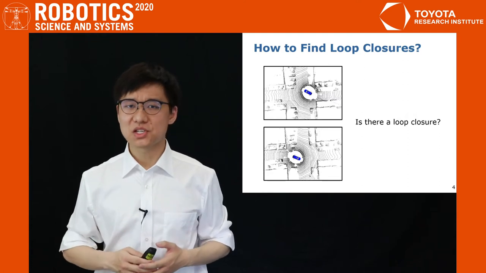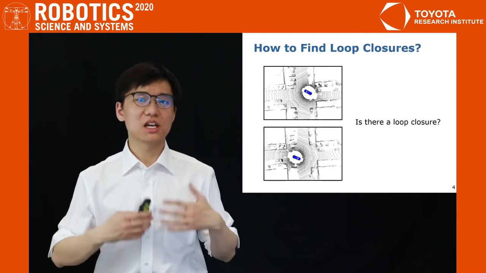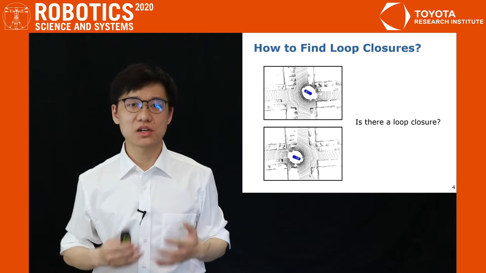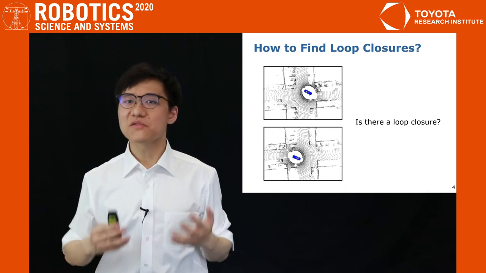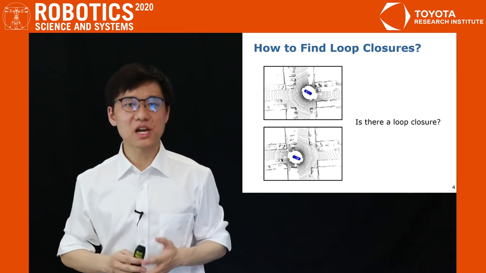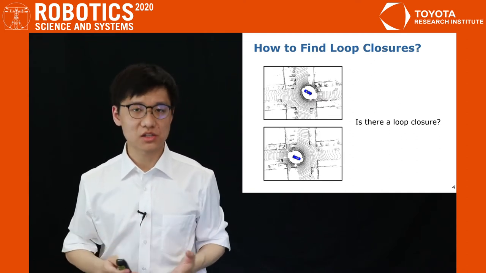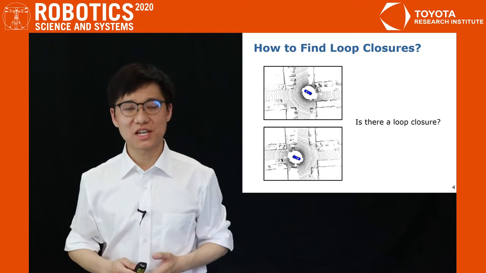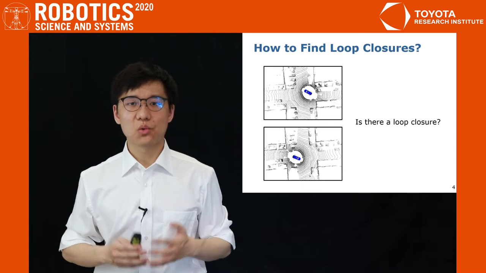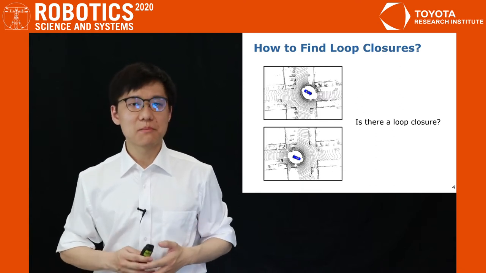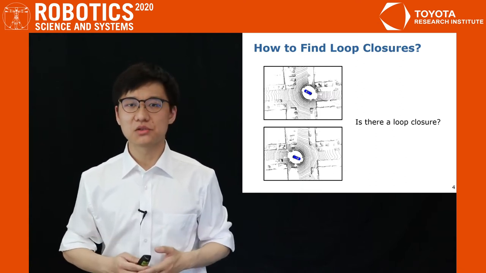Loop closing means identifying that the robot is at a previously visited place in the context of SLAM. Our OverlapNet uses a deep neural network and provides the overlap and relative yaw angle estimates between pairs of LiDAR scans in an end-to-end fashion. Based on such estimates, we tackle the loop closing problem by integrating our OverlapNet into a SLAM system.